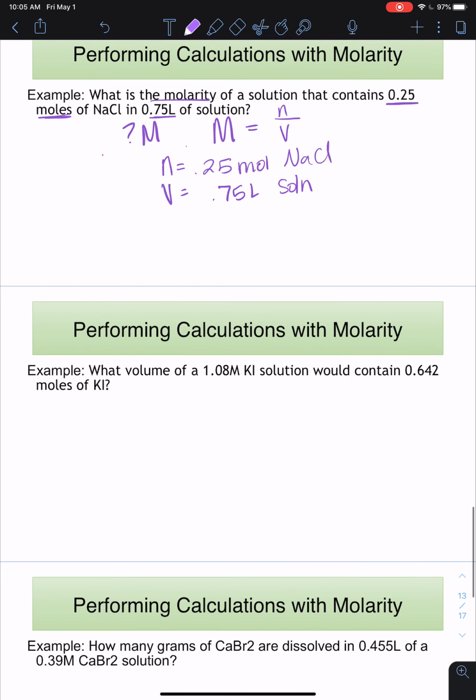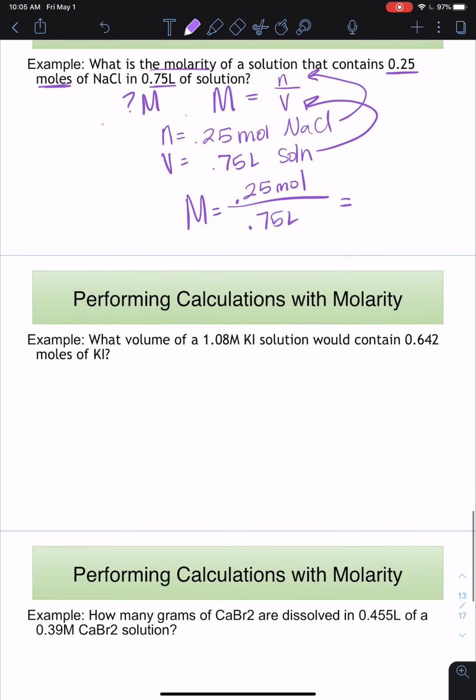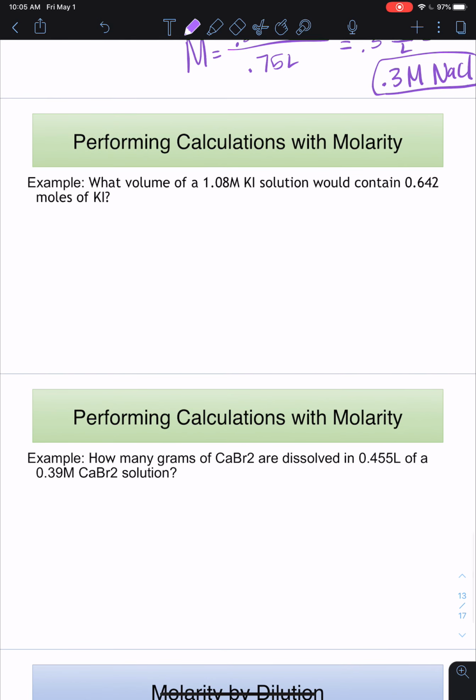So this is pretty simple. I know N, I can plug it in, and I know V, so I can plug that in. So I'm just going to do that. M equals 0.25 moles over 0.75 liter. When you do the math on that, you get 0.3 repeating molar, or moles per liter, which is 0.3 molar NaCl. That's how we would write that. So it's pretty simple, right? I'm giving you the number of moles, I'm giving you the volume, you just plug it in, you solve for molarity.